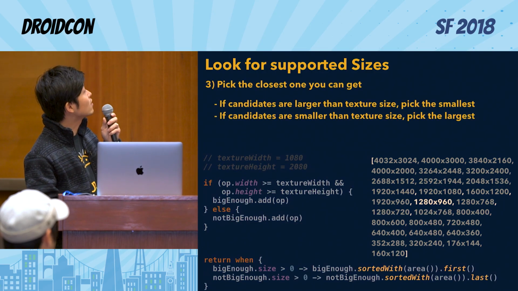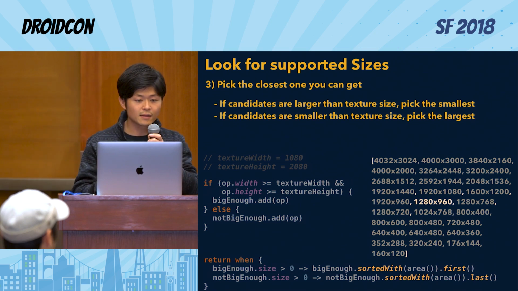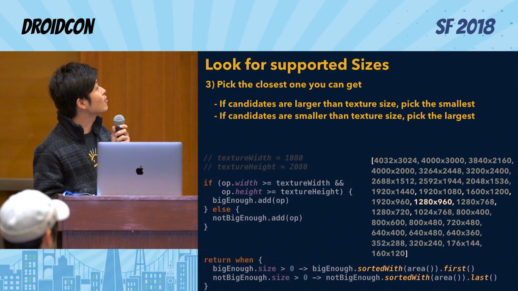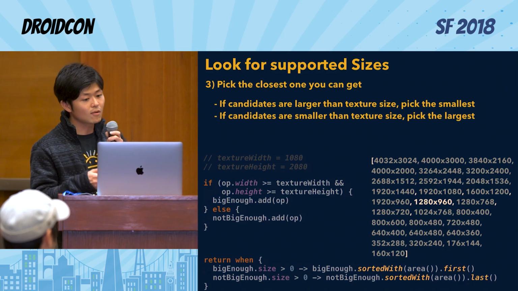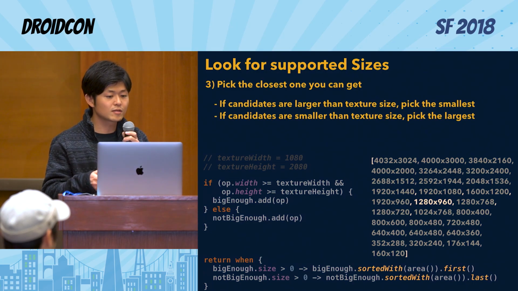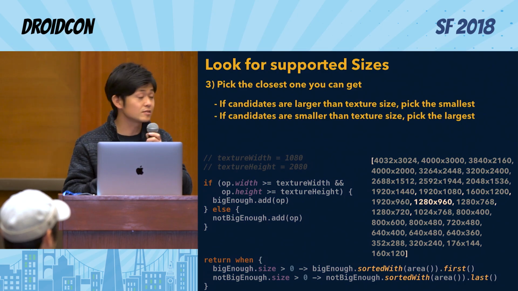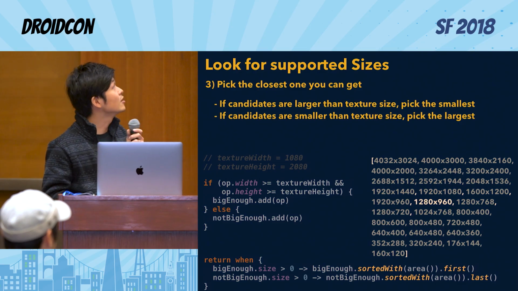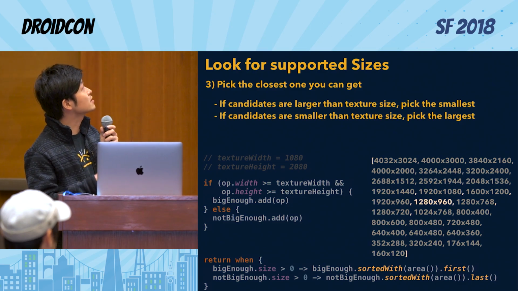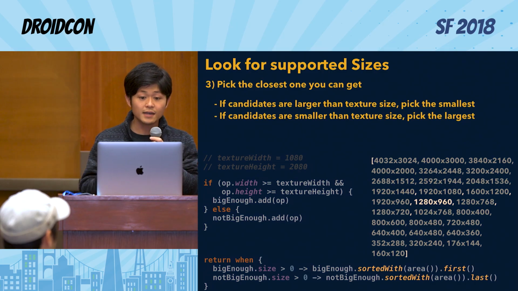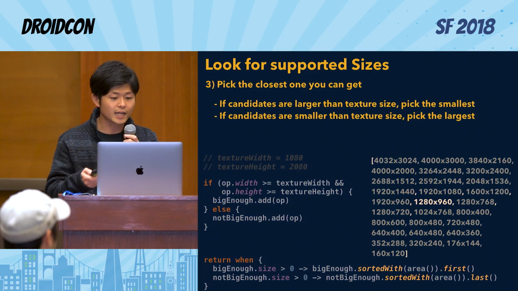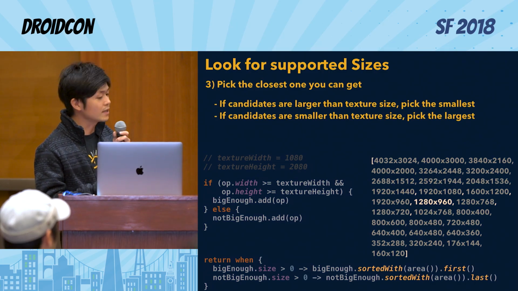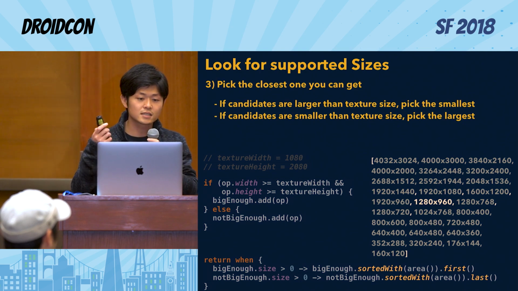Then we choose the closest one from here. It really depends on how many sizes this list supports. But if the candidates are larger than the texture size, you pick the smallest. If the candidates are smaller than the texture size, you pick the largest. In this case, 1280 by 960 is the closest one we can get. So this is the supported preview size that we have.